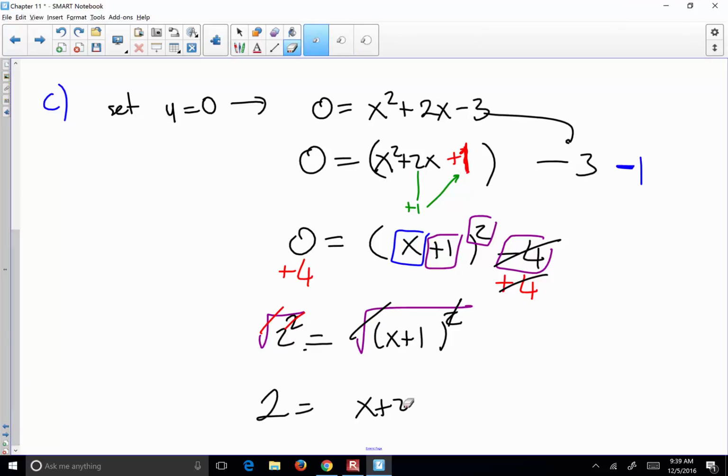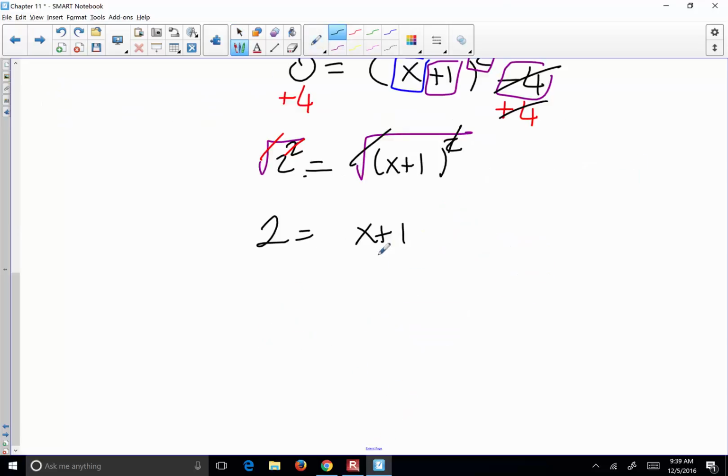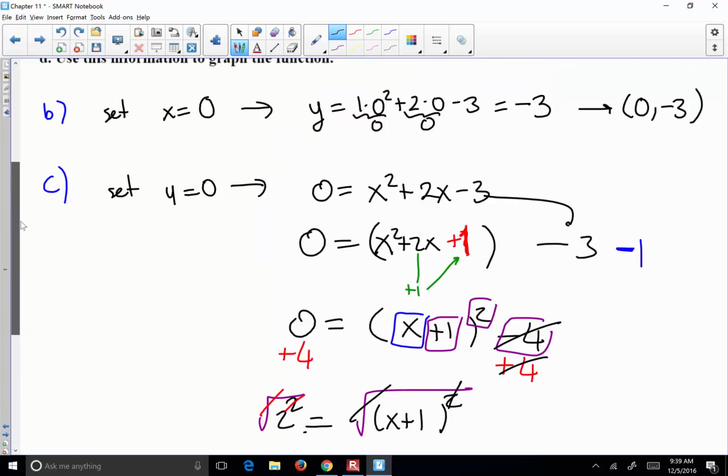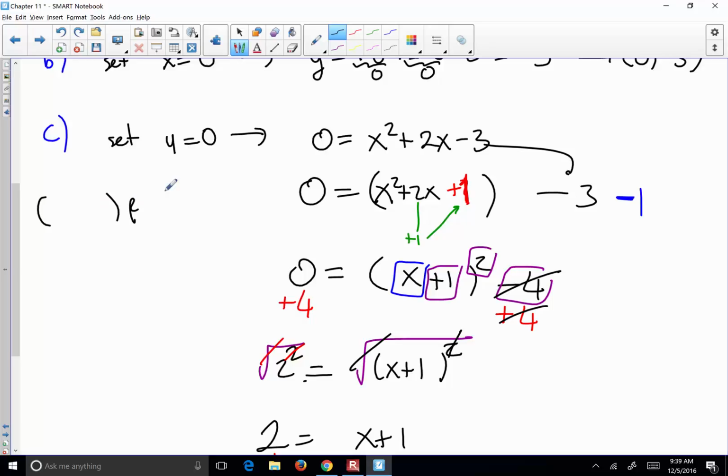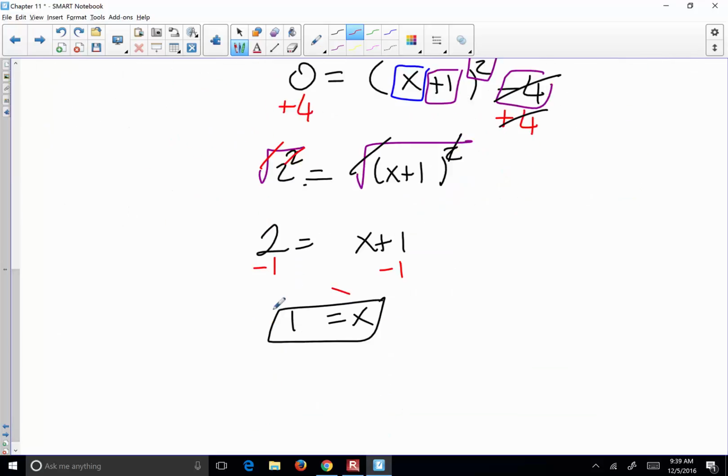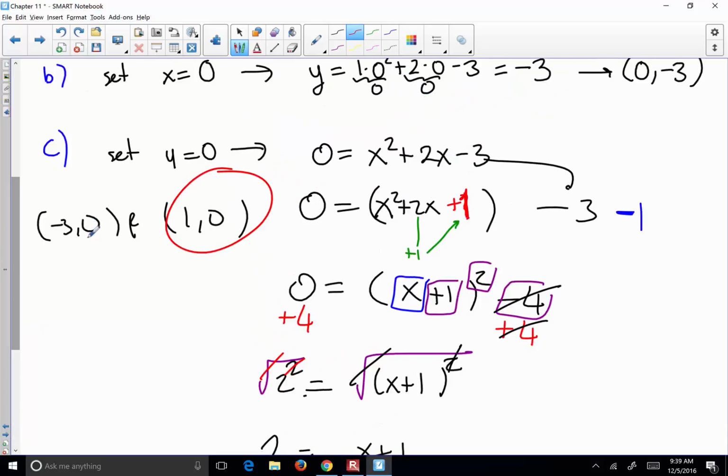Oh, by the way, this is 1, right? I'm making a mistake. Anyone wanna fix? I subtract 1 and get x equals 1. I found only one solution. But earlier we got 2, right? Minus 3, 0, 1, 0. I only found this part. Right here. I missed the other one.